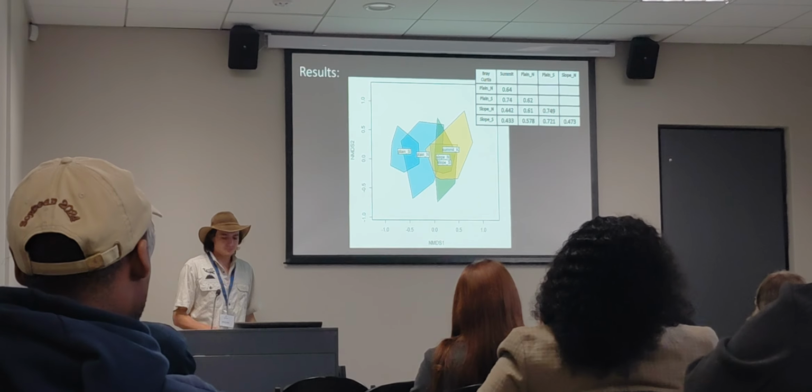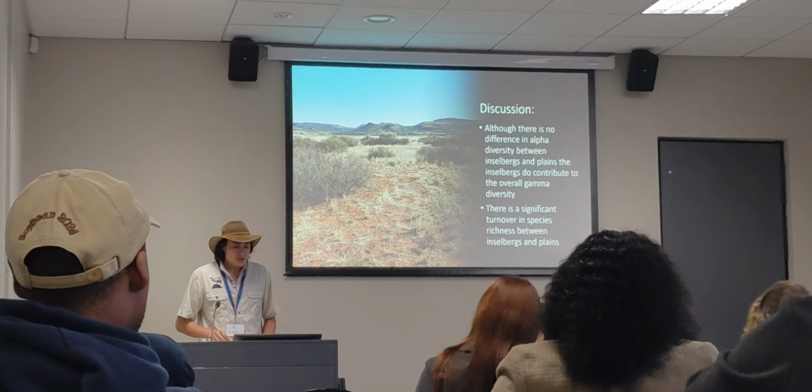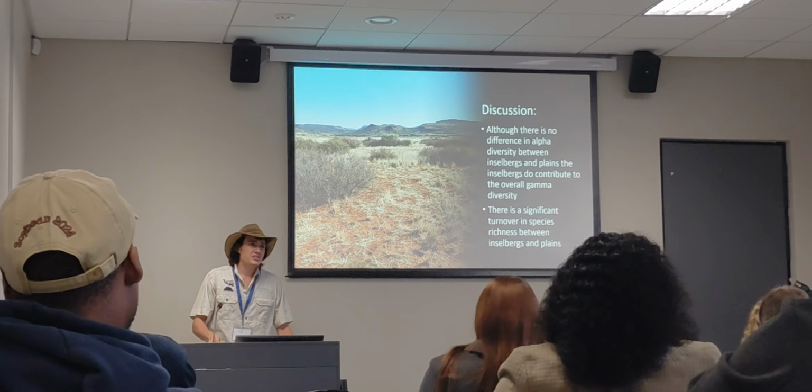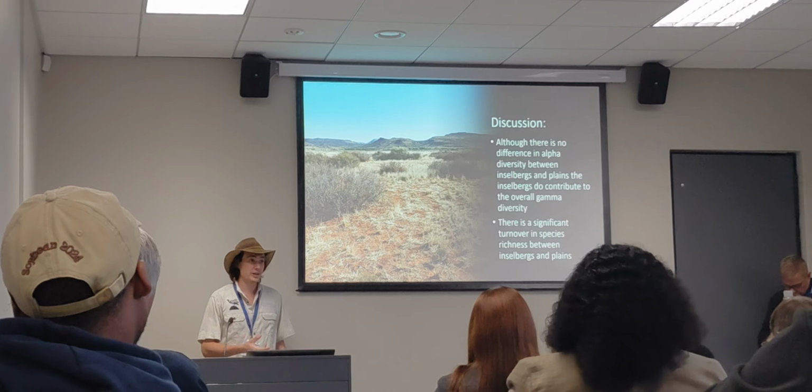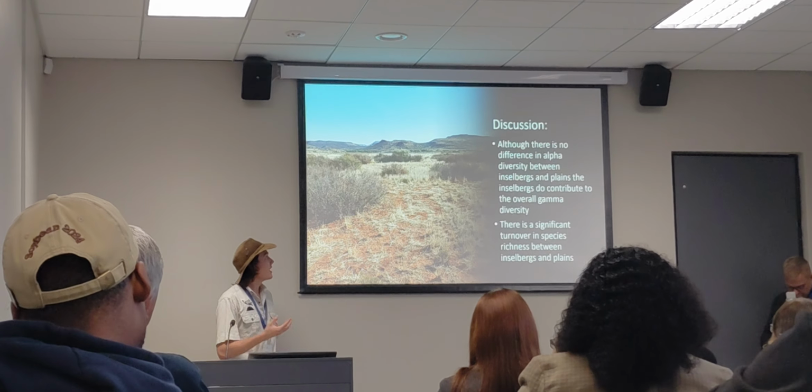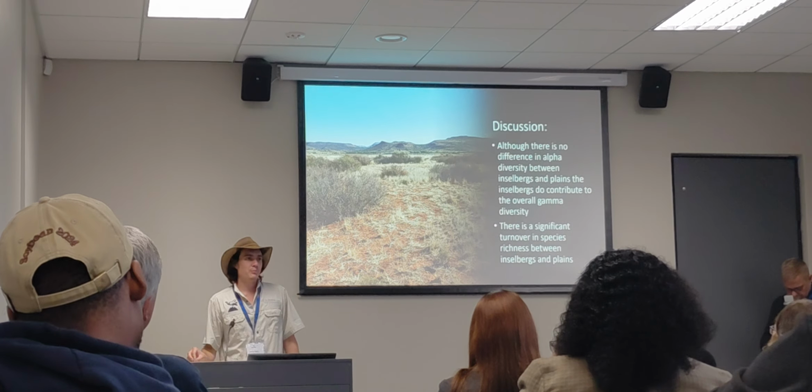And so what does this mean? This means that although these inselbergs can't be biodiversity hotspots, as they have the same amount of species as the surrounding matrix or surrounding grassland, however, they are critically important for conservation, as they do support unique species not found in the surrounding areas, as the species turnover is quite significant.